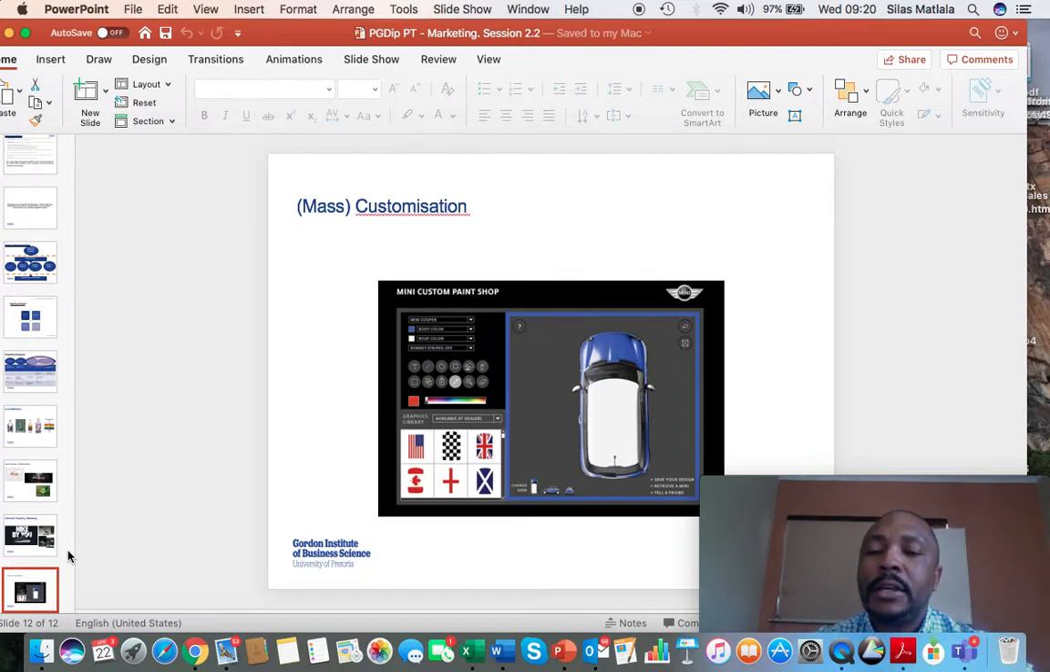So in the next section, we're going to be discussing the positioning piece, which is the last piece of the STP.